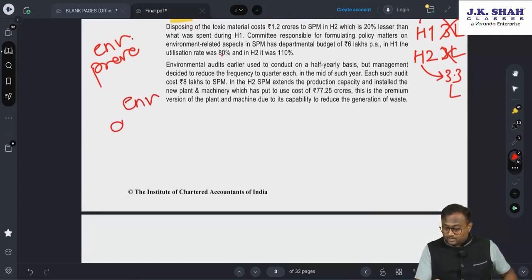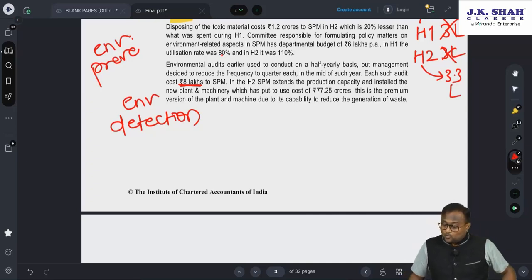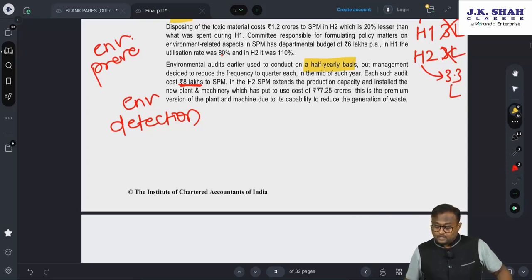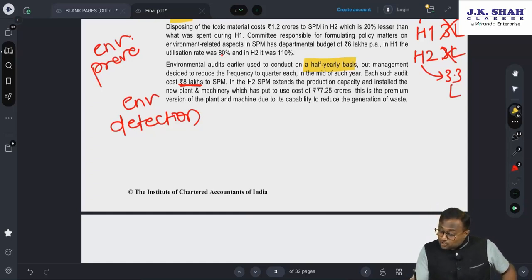Audit means environmental detection cost. Audit is on a half yearly basis. At a time, you're spending 8 lakhs. In H2, we expand the production capacity and the cost is 77.5. See, we are doing audit on half yearly basis. That is the first thing. Then now we are going for quarter wise. Each audit cost you 8 lakhs. So it is not even half yearly basis.